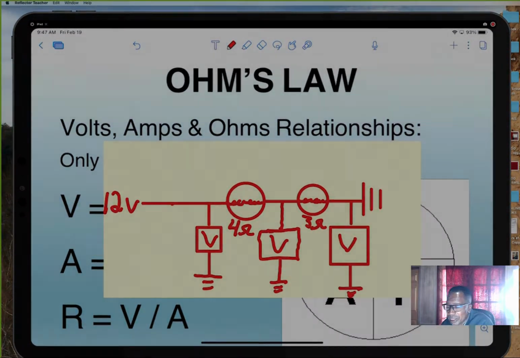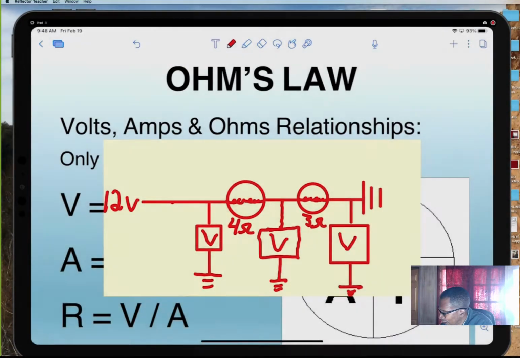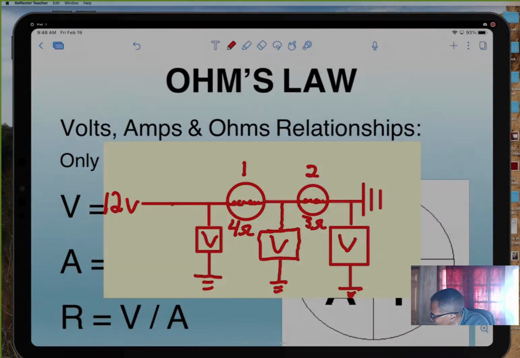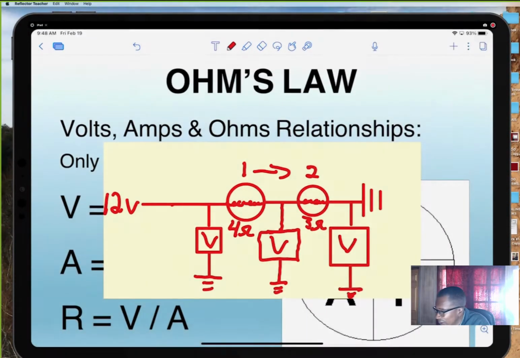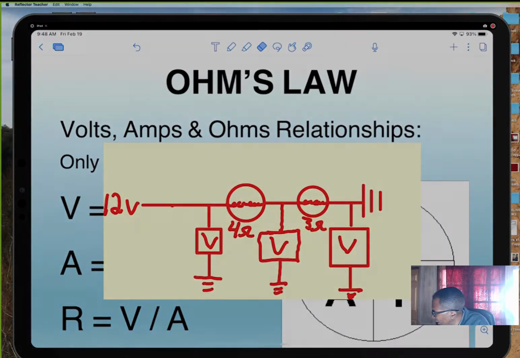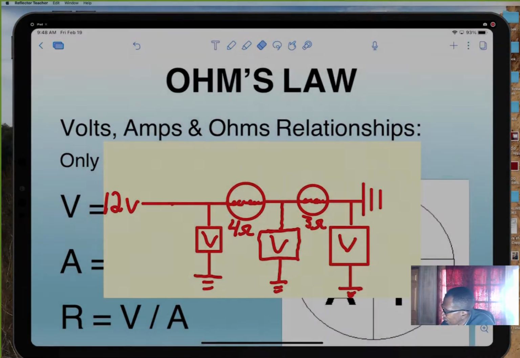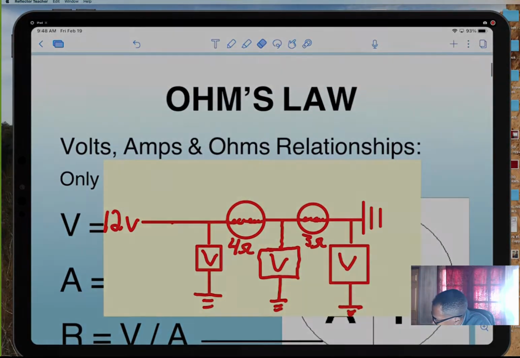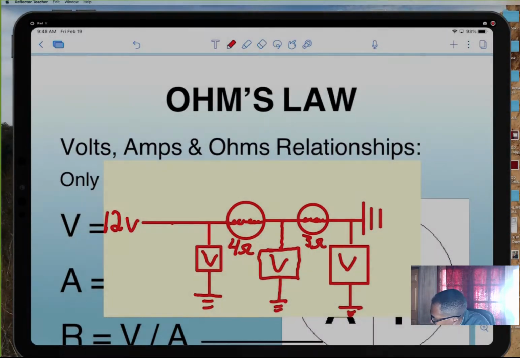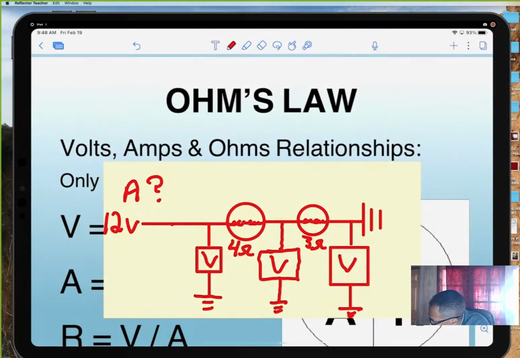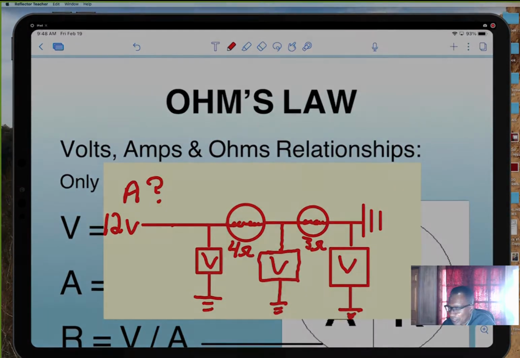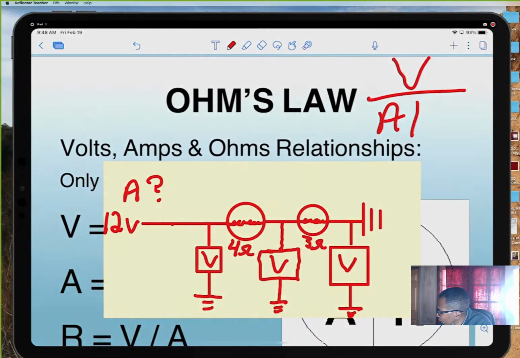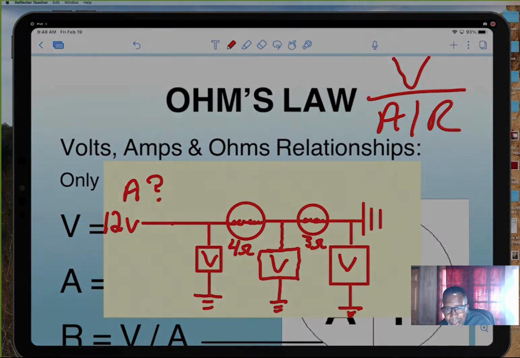Now remember, this is still a series circuit, because the loads are right behind each other, in one straight line. Now, I'm missing my amperage in this circuit. My amperage is the question mark. I need to know the amperage in the circuit. And again, remember, we still have to follow this rule.